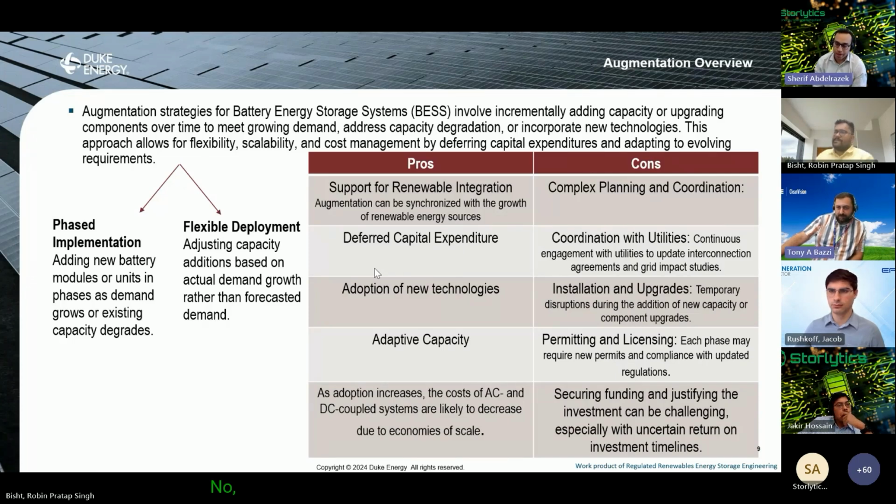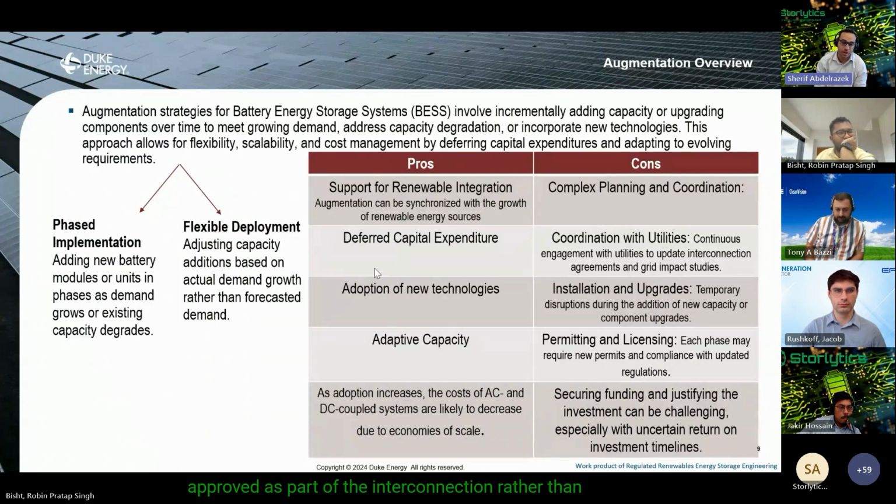I was just going to say it feeds into what we discussed about AC augmentation: planning on growing into the capacity that you already have approved as part of the interconnection, rather than doing it through an interconnection agreement amendment. Because when an interconnection amendment is considered, in almost all of the cases I've seen, and Tony, I'm interested to get your feedback as well, adding inverter capacity is definitely a material modification.